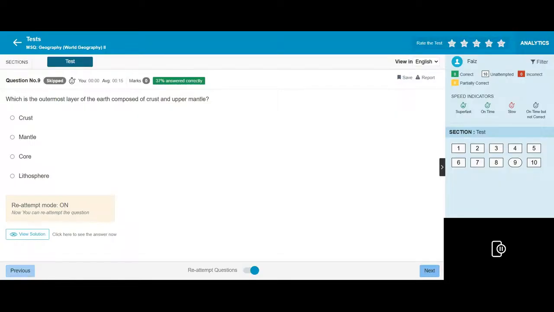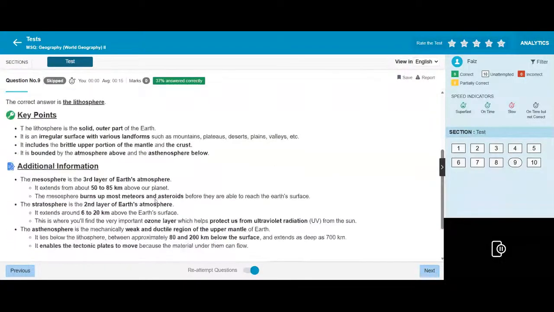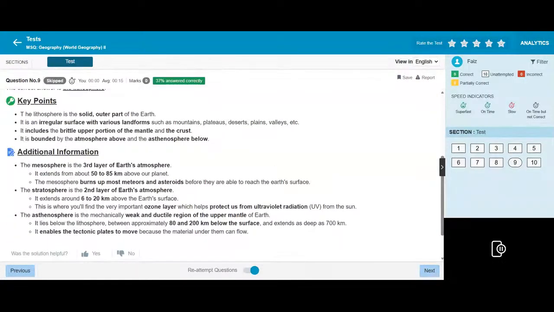The lithosphere is the outermost layer of the Earth, composed of the crust and upper mantle. The lithosphere is the solid outer part of the Earth. It is an area of surface with various landforms, such as mountains, plateaus, deserts, plains, valleys, etc. It includes the greater upper portion of the mantle and crust. It is bounded by the atmosphere above and the asthenosphere below.